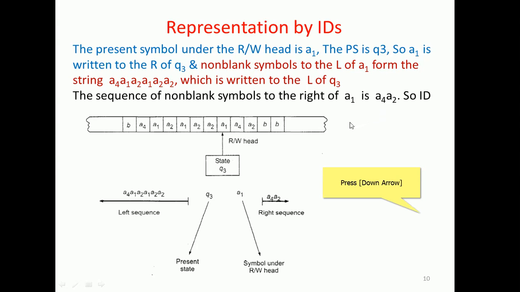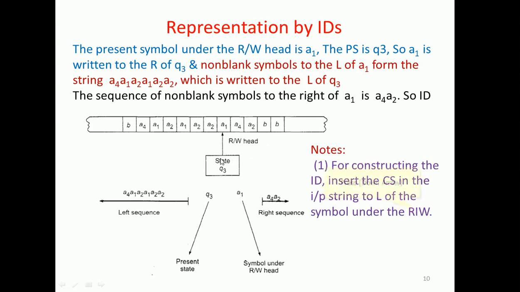So this representation of the instantaneous description for the Turing machine model gives an observation. For constructing the instantaneous description, insert the current state into the input string, to the left of the symbol under the read write head. Insert the current state, that is the instruction ID, into the input string to the left of the symbol under the read write head.